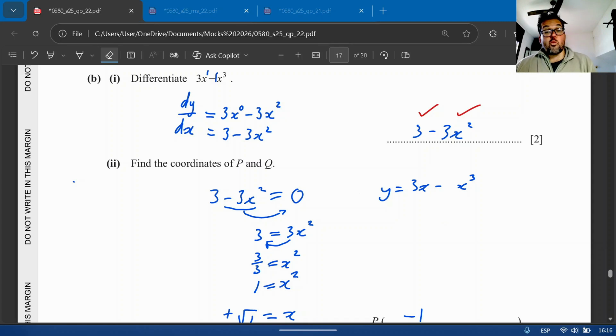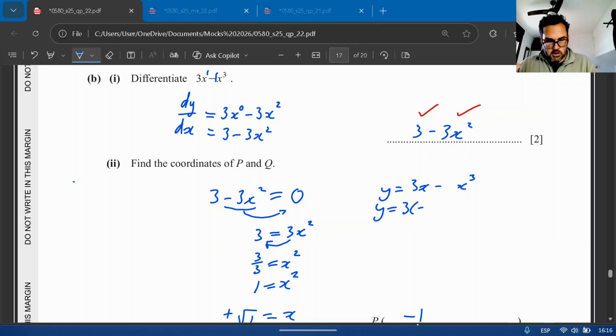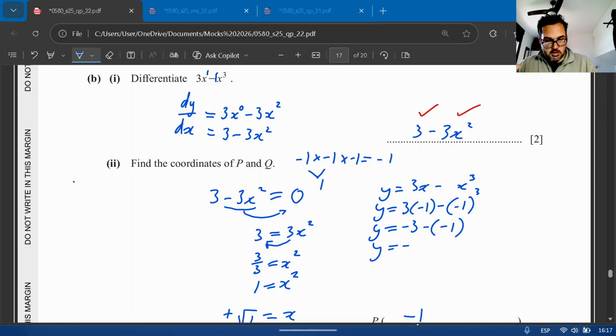Right, so we take y equals 3x minus x cubed and put the x value in there, which is minus 1. Minus 1 cubed. Okay, 3 times minus 1 is minus 3. First we need to do the cubed, so the minus hangs around. Minus 1 times minus 1 is 1, and then 1 times minus 1 is minus 1. So minus 1 cubed is minus 1. 2 minuses makes a plus, so y is minus 2.